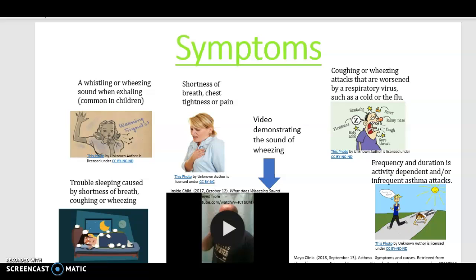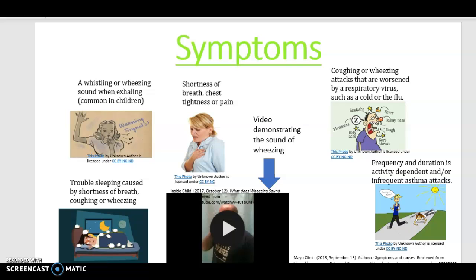Here is a list of your symptoms. If you press the play button, there's a video showing you what the sound of wheezing may sound like. Everybody's wheezing is different, but some may sound like they're blowing a whistle. Others may sound like a hollow type of sound. Some of the symptoms will cause you to have trouble sleeping due to shortness of breath, coughing, or wheezing, as I said. It can be activity dependent, or having a cold or flu can cause you to have some asthma-type symptoms.